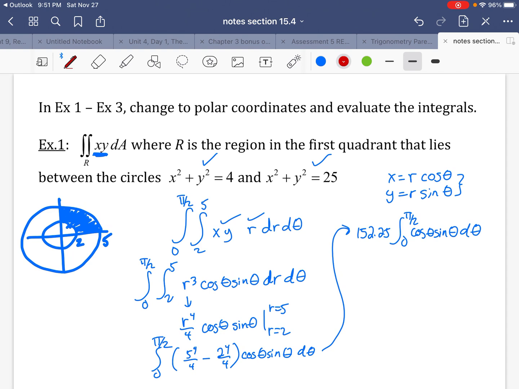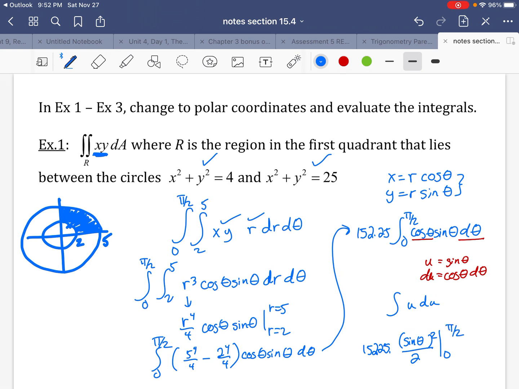All right, so I have to do a little bit of u substitution. We're going to let u equal sine theta, because then du is just cosine theta d theta. So all I'm integrating here is really the integral of u du, because my cosine theta and my d theta are my du, and then sine is u. All right, so the integral of u is u squared over 2. So it's going to be sine squared over 2. And remember, I still have my 152.25 out front, and I have to evaluate this from 0 to pi over 2.